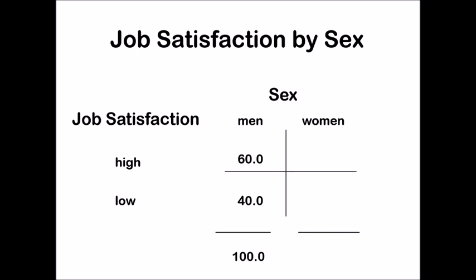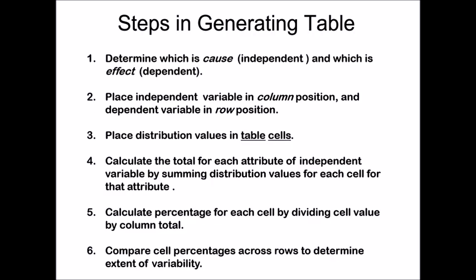And those percentages must add up to 100%, or 99.9, or 100.1, if there's some kind of rounding error in terms of percentages. For women, of the 150 women, we found that 73.3% have high satisfaction, and the balance, 26.7%, have low satisfaction, for a total of 100%. So fine.